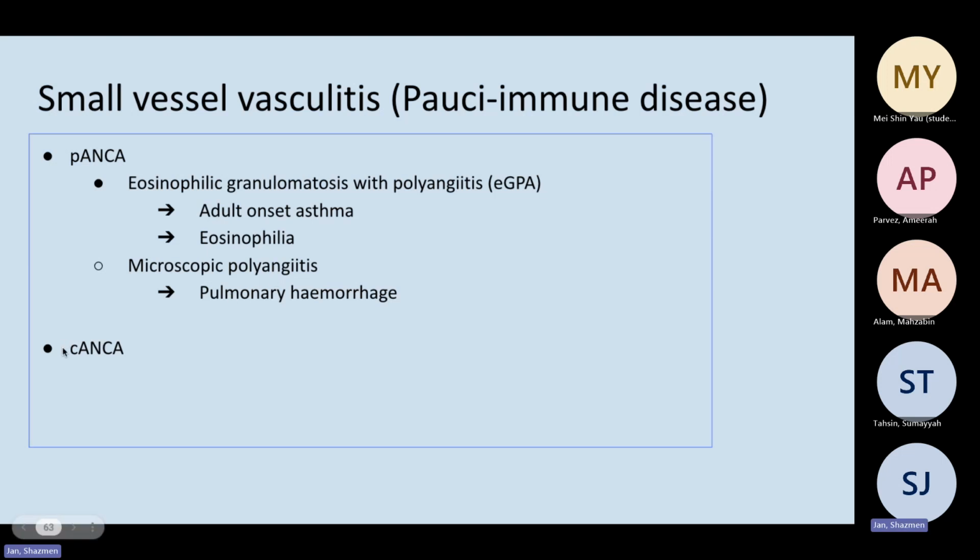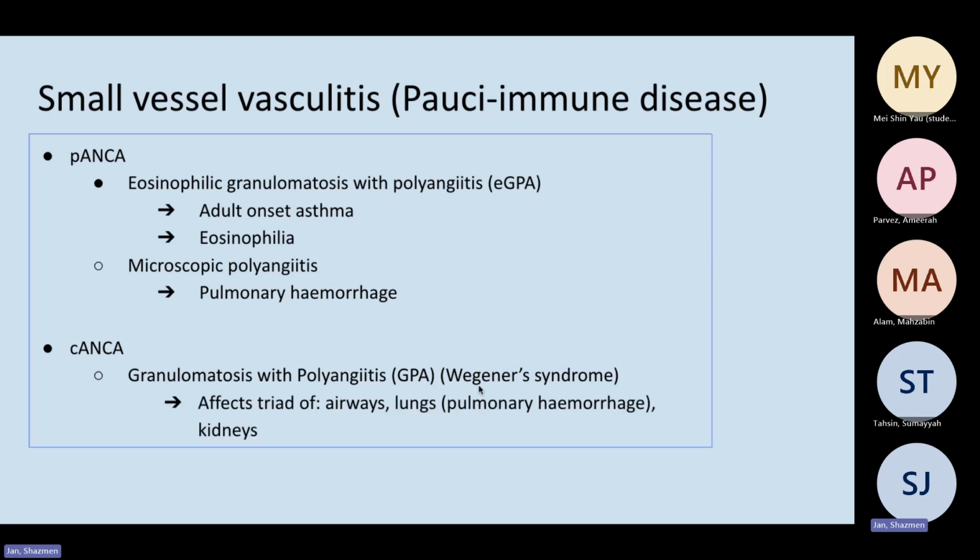And then you can also have vasculitis that's characterized by an increase in C-ANCA or cytoplasmic ANCA. And the condition which is related to this is granulomatosis with polyangiitis. This is also known as Wegener syndrome. So it can affect three different things. So firstly, the airways. So patients will experience chronic sinusitis, epistaxis, which is nosebleeds, saddle-shaped nose or nasal crusting.